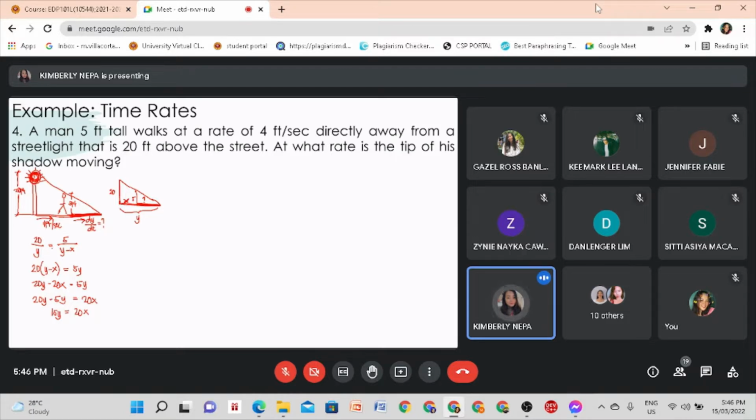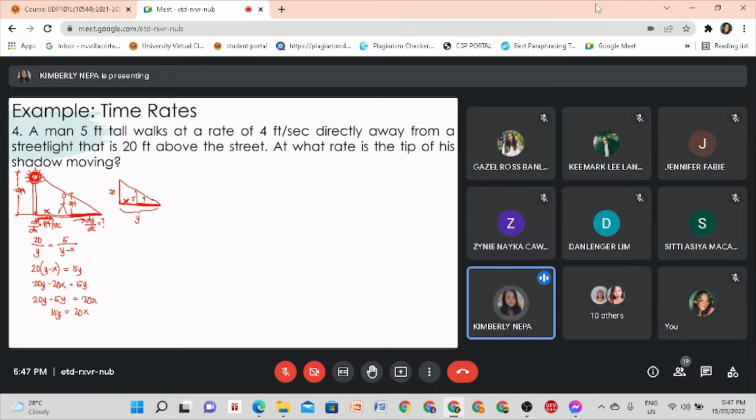And the x is what? Said to be 4 feet. Dili siya, this is, for example, this is the x. Pero this one is the change in the distance, right? Or change in the distance of this street light to the person kay nagalakaw man siya. Tama? Yes po, ma'am.